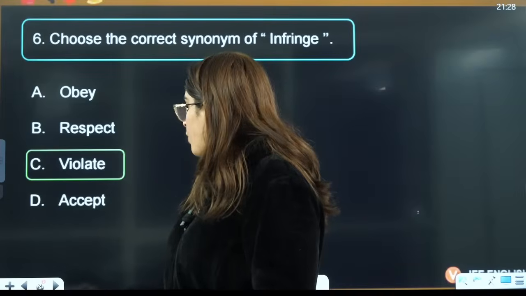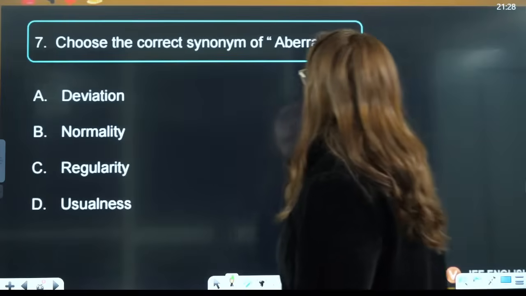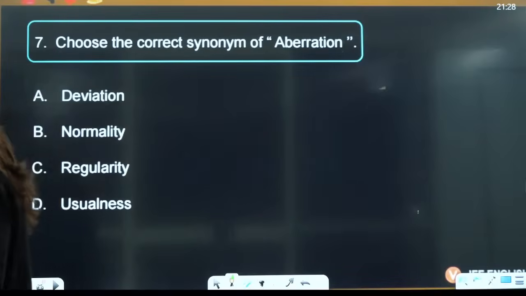Choose the correct synonym of aberration. Aberration. Now also do the same way.